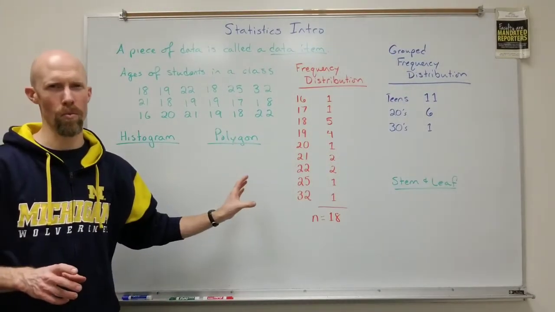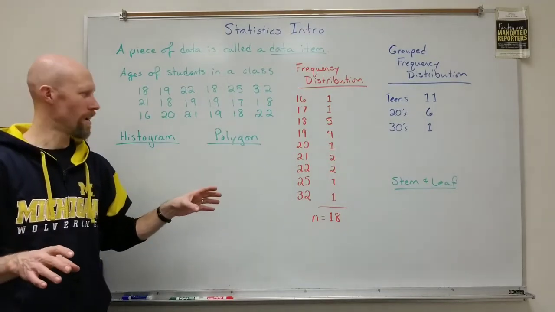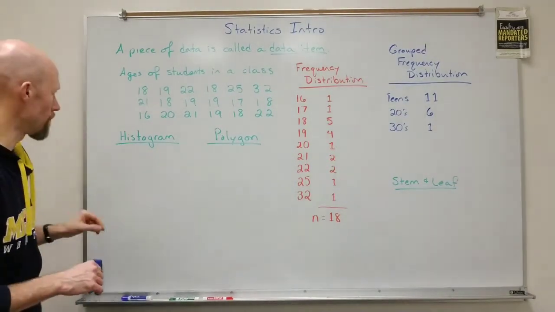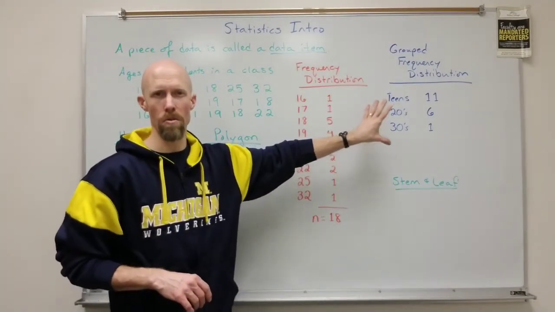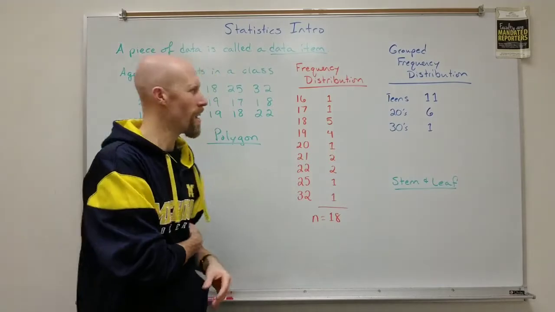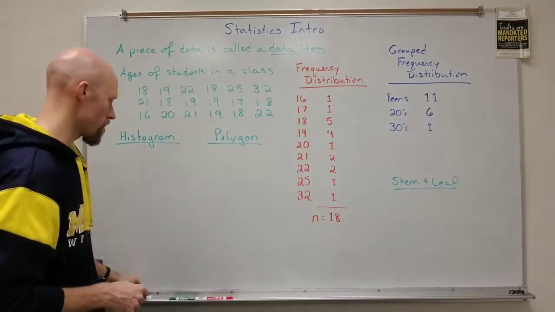The polygon's a little bit weird. It's not a true polygon, but we'll talk about what that means in a moment. A histogram, let's just take the grouped frequency distribution for a moment, just because it's going to be quicker and a little bit simpler to sketch out.